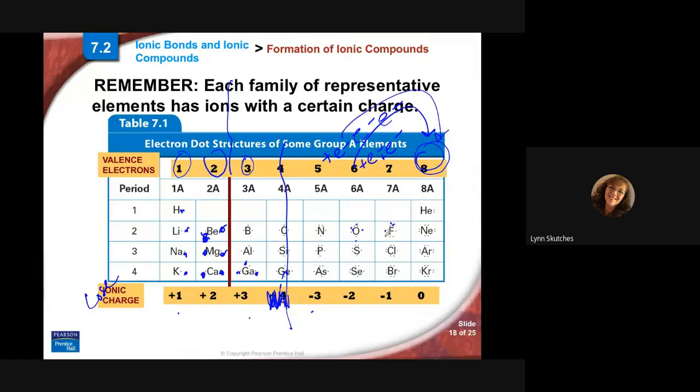All of the halogens have 7. They are super duper reactive because they just need 1 more valence electron to get their 8. Okay, and so they get a -1 charge, and of course the noble gases don't form ions because they have their octet or 2.